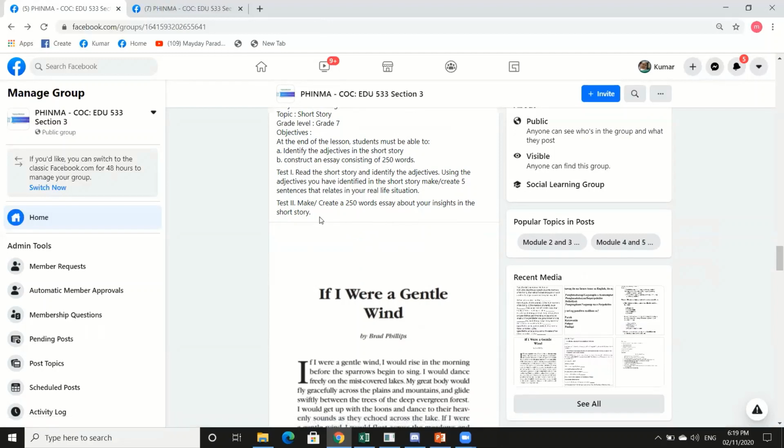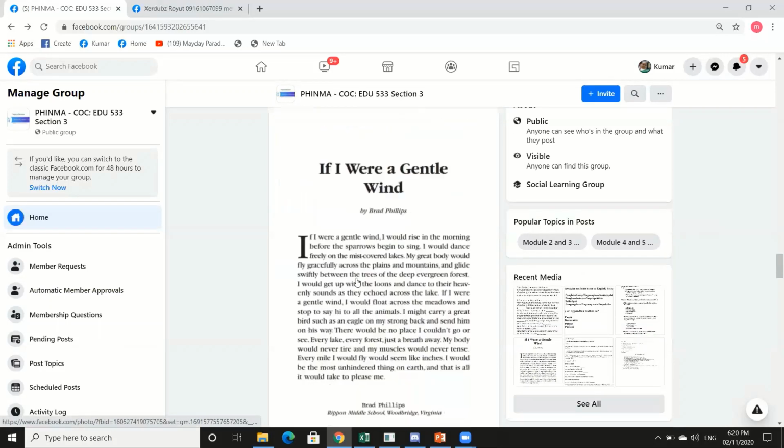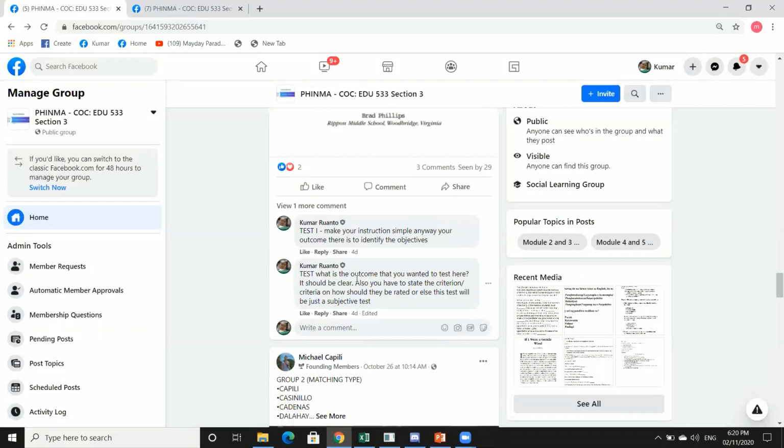Okay, objective two. I would just like to comment on objective two. Again, let me go back to our previous lesson. Constructing an essay is not an outcome, but rather an activity. So when writing learning objectives, it should be an outcome.